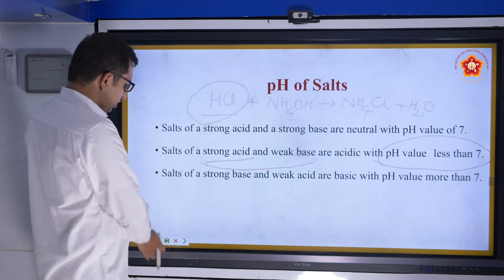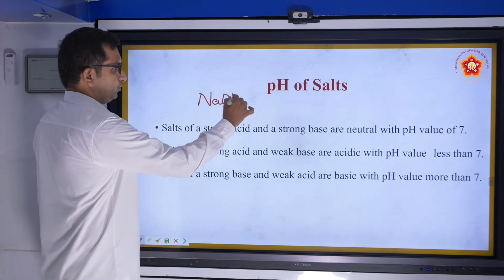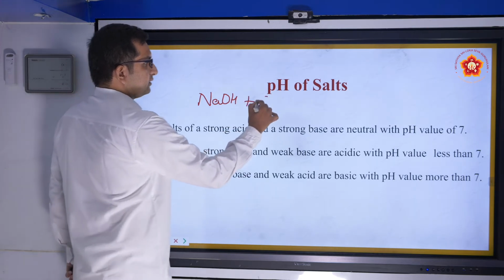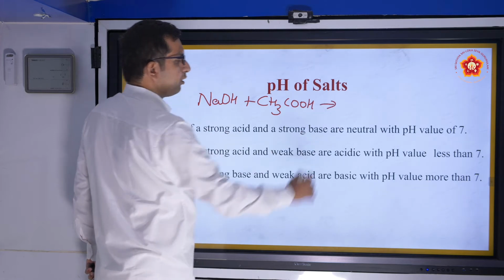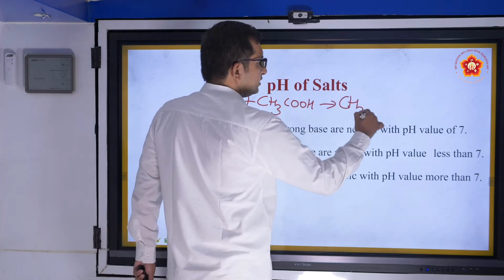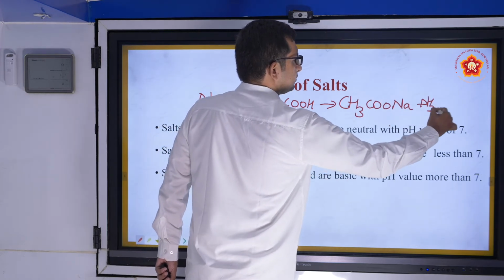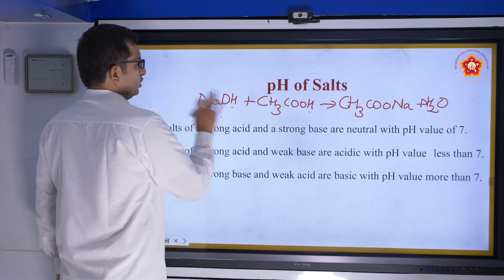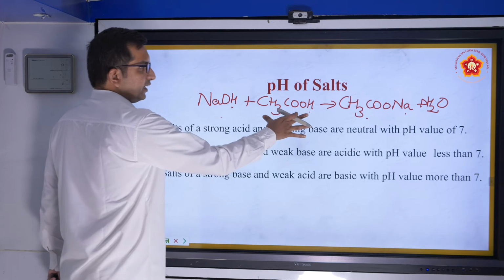Let's see the last point that is present here, salt of a strong base and weak acid. Let me take an example of a strong base, NaOH. Let me take an example of a weak acid which is, say, CH3COOH. This we have already studied in the acids part. What is the compound that you are getting? You are getting CH3COONa plus H2O. Now H went from here, OH went from here. This is called sodium acetate. See, this is acetic acid.